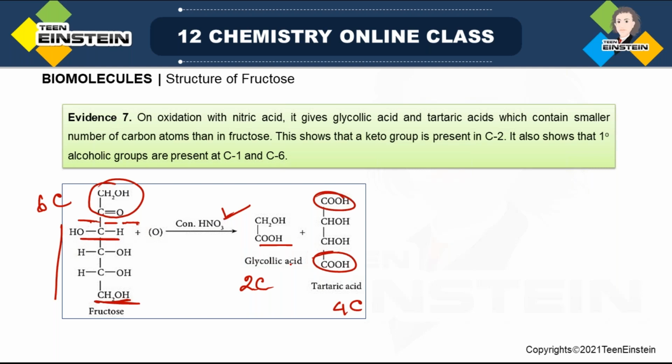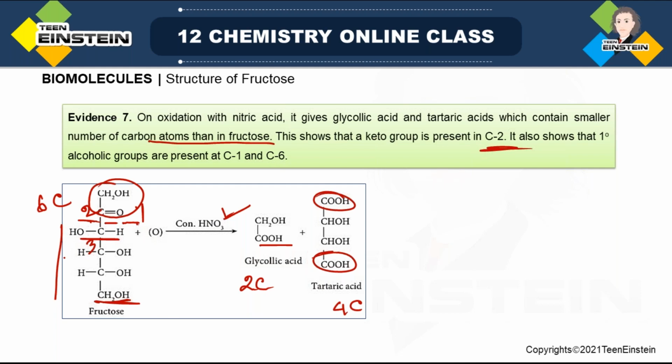So when we use a strong oxidizing agent, there will be oxidation, but obviously it will involve C-C bond cleavage, because without cleavage you cannot make any change at this position of C double bond O. You have to break it, then only you can get CO2H. Otherwise how will you get CO2H? You have to break the C-C bond. Fine. So now we are getting glycolic acid and tartaric acid, which contain a smaller number of carbon atoms because it involves C-C bond cleavage. But it also proves that a keto group is present at position number 2.